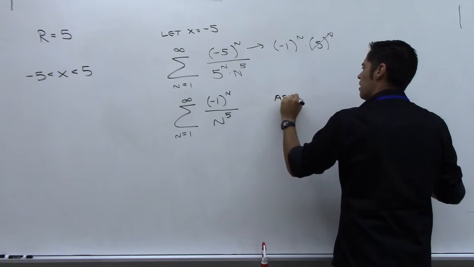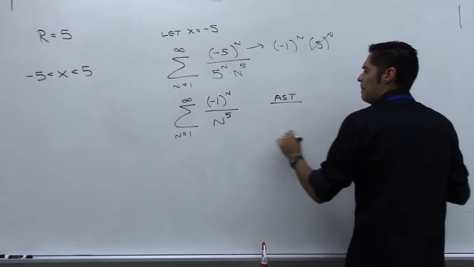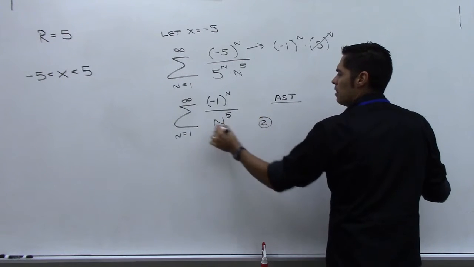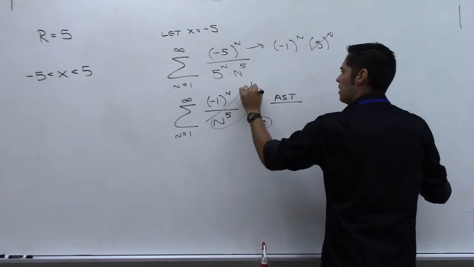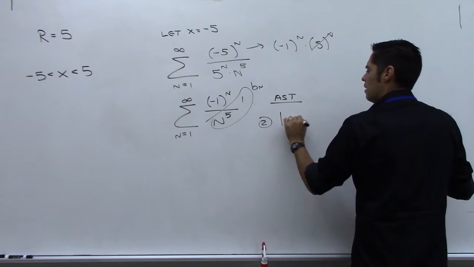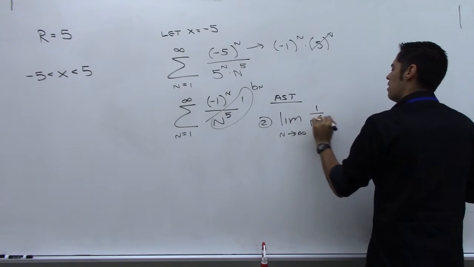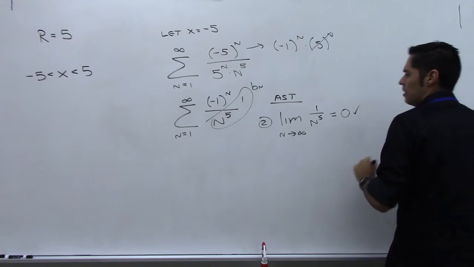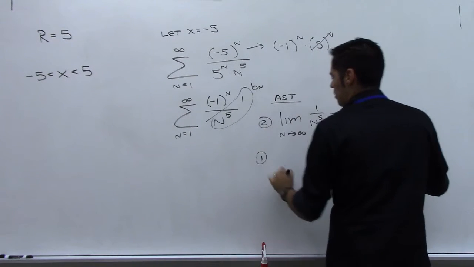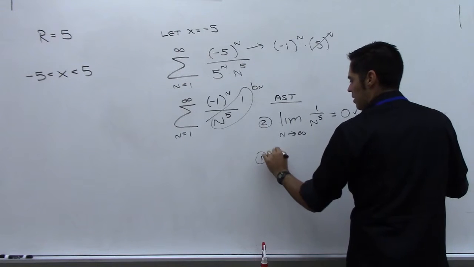I can do the alternating series test. I'll do the second thing first. Right here, that's my b sub n. So the limit as n goes to infinity of that piece, 1 over n to the 5th, does equal 0, that's good. And then the first thing I'm supposed to show, or the other thing, is that it's decreasing.